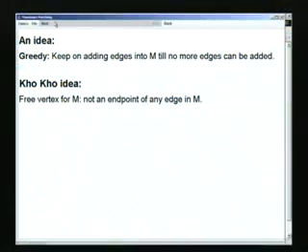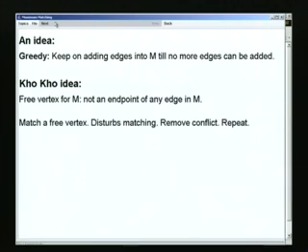So, I need a definition for that. The definition is that of a free vertex. Given a matching M, I will say that a vertex is free if it is not an endpoint of any edge in that matching. We will take an example of this shortly, but let me state that idea first.